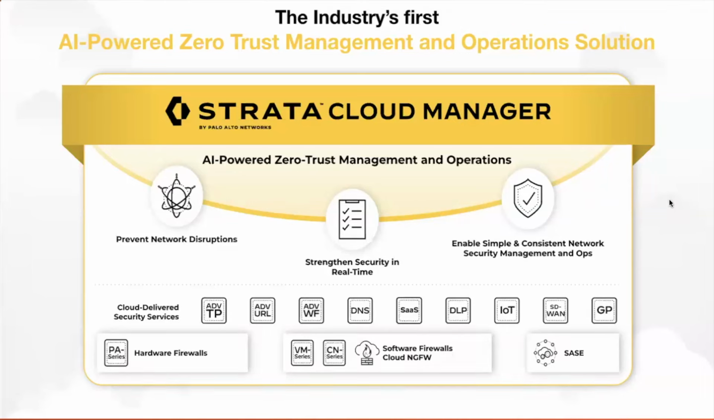Most of the features on Strata Cloud Manager are built around three goals. Those three are essentially shown in the slides. One is, obviously, we want to prevent network disruptions, strengthen security in real time, and enable simple and consistent network security and management.